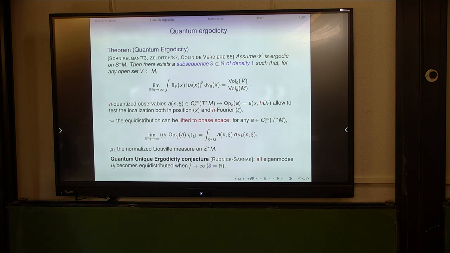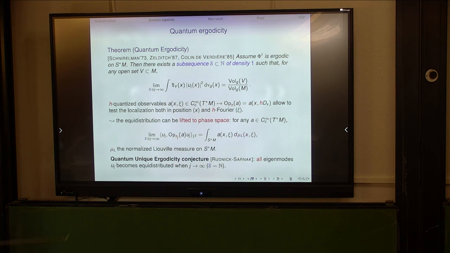A subsequence means almost all eigenmodes, but maybe not all eigenmodes. Soon after this statement was proven in the 80s, people wondered whether one can remove this condition of extracting a subsequence. So this conjecture, the quantum unique ergodicity conjecture, states that we don't need to extract a subsequence, that all eigenmodes will have this behavior.